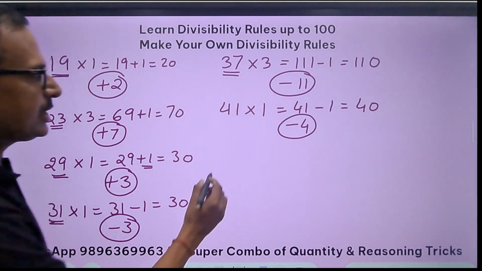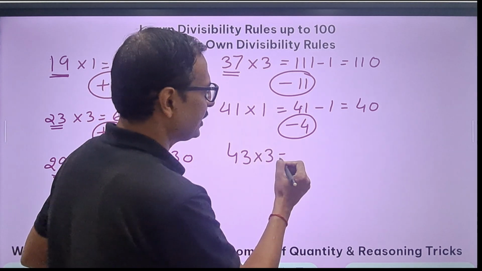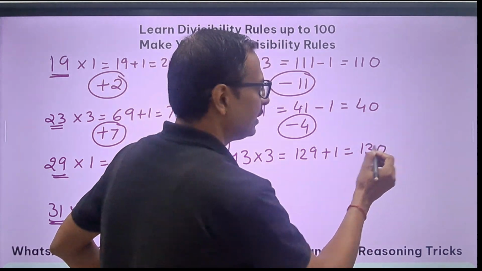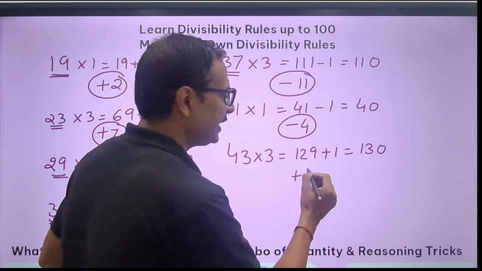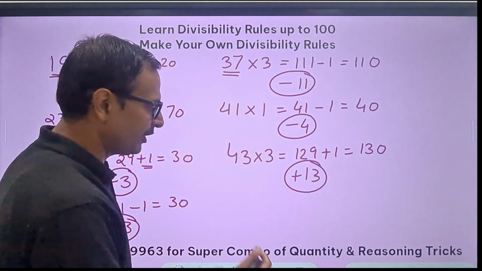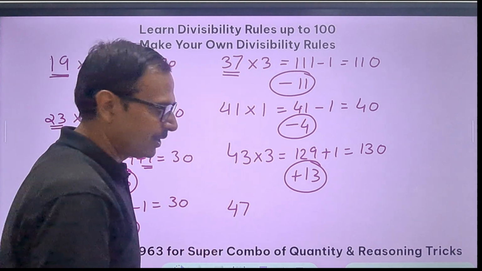We can do 43. 43 times 3 is 129. Add 1, you get 130, a round figure. We added 1, so 13 tenths, so plus 13 is the oscillator for 43. You want one more? Let's take 47, which is prime.